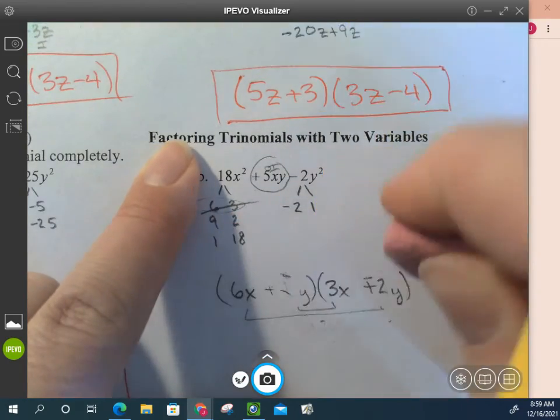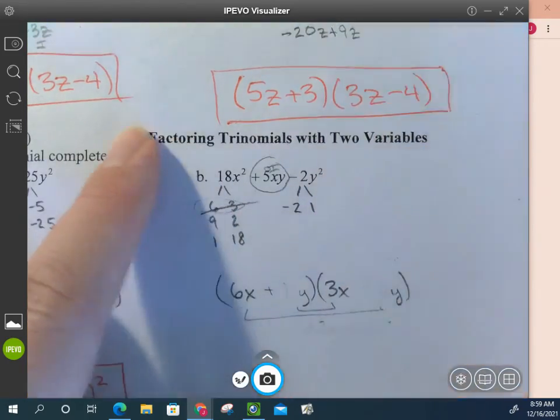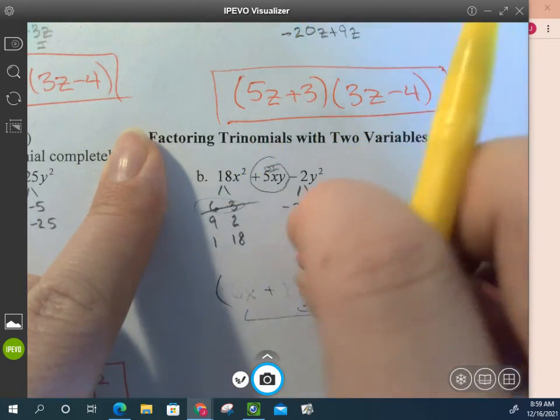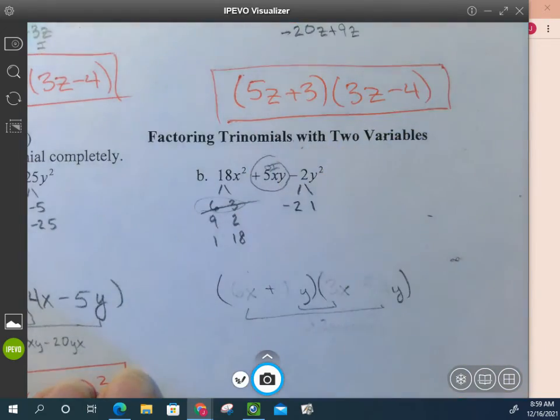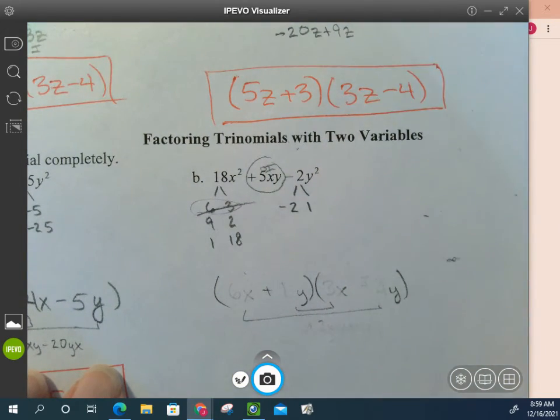Okay, so let me restart this. I know it's a little bit of a mess. All right, hopefully you can do better at erasing than me. So I'm restarting. I got a little mess here.